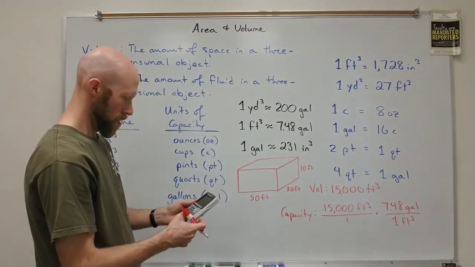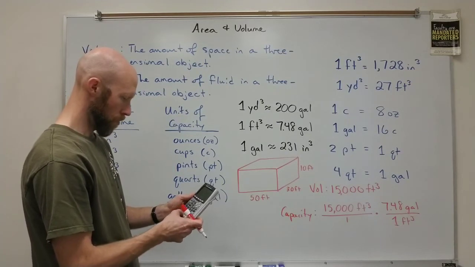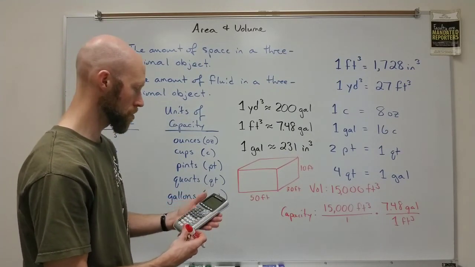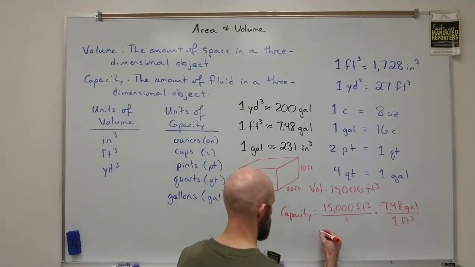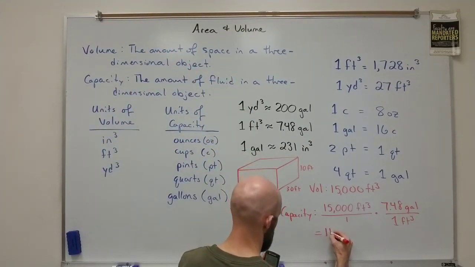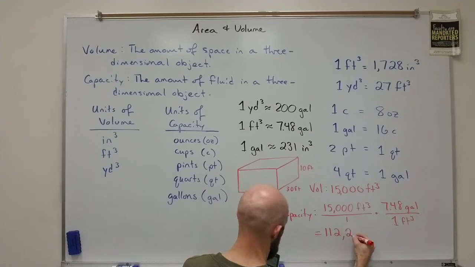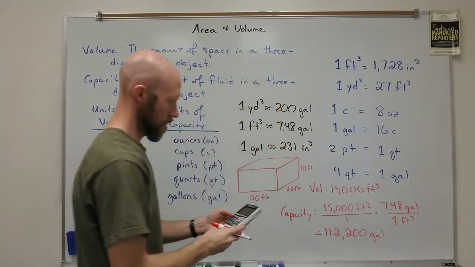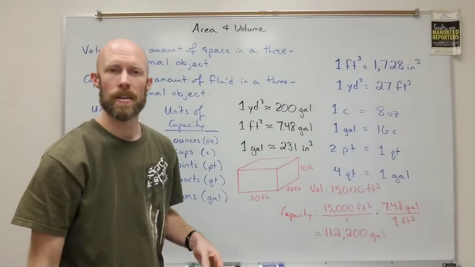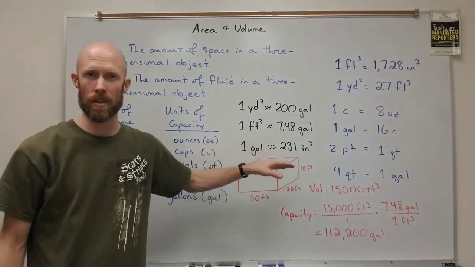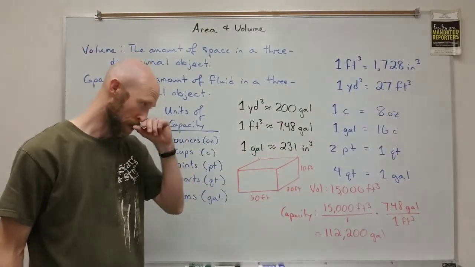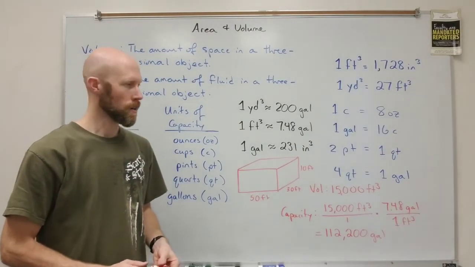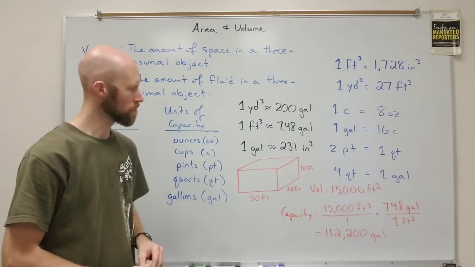So I'm going to do the multiplication on this one. 15,000 times 7.48 is 112,200 gallons. So that is 112,200 gallons of water that can fit if that swimming pool is filled to the top. That's how many gallons can be in that swimming pool. Okay, so kind of neat.